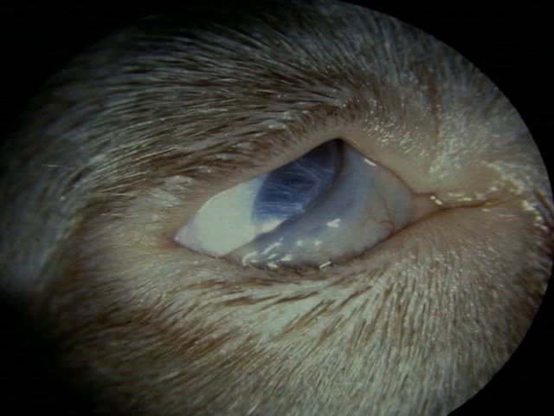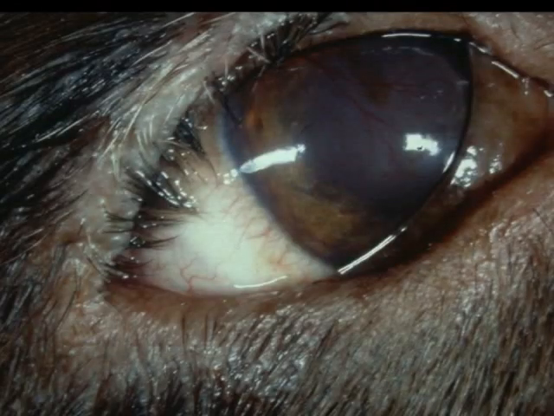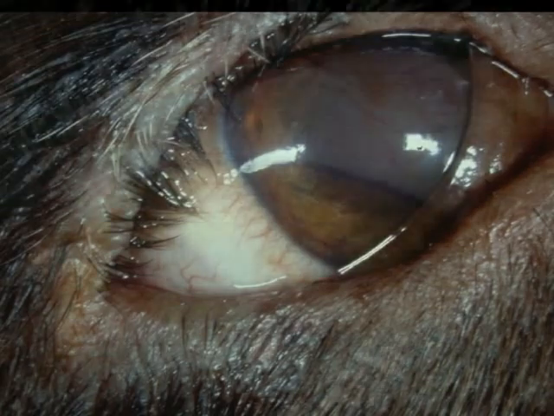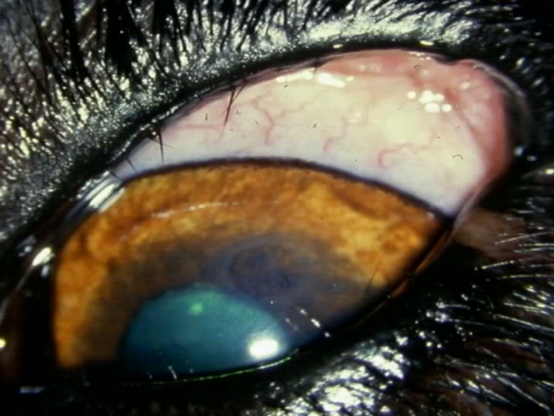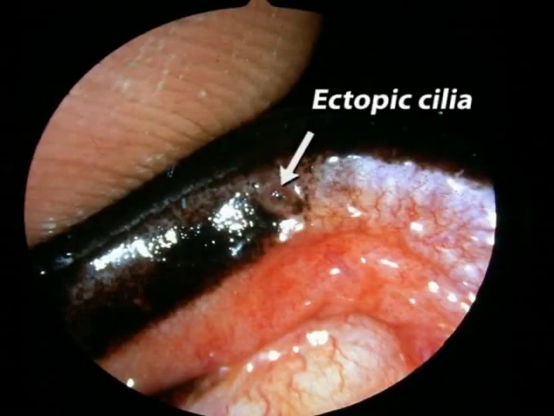More commonly seen in dogs are abnormalities of eyelid position, such as entropion, and disorders of the eyelashes or cilia. Trichiasis involves the misdirection of cilia and sometimes facial hair towards the cornea. Distichiasis refers to the emergence of cilia from abnormal locations along the eyelid margin. Ectopic cilia are abnormally positioned lashes that emerge through the palpebral conjunctiva.